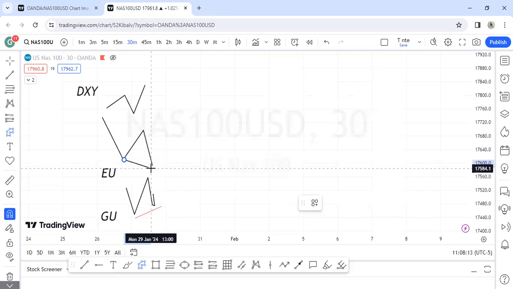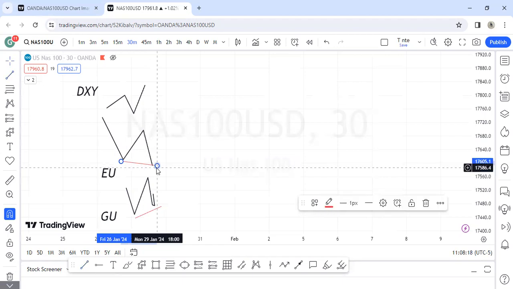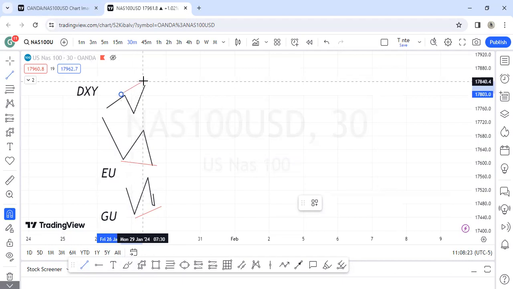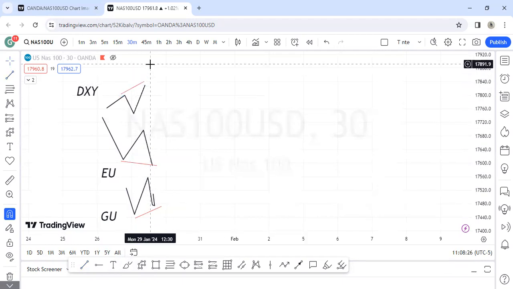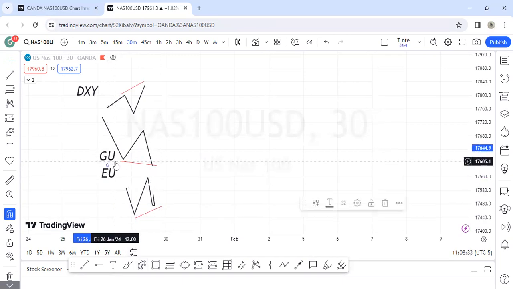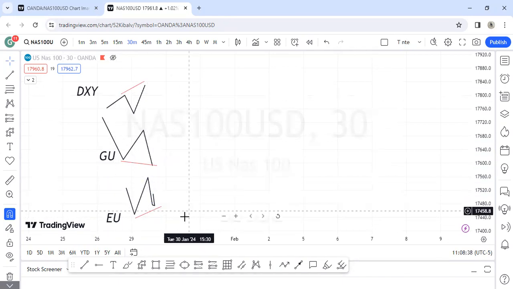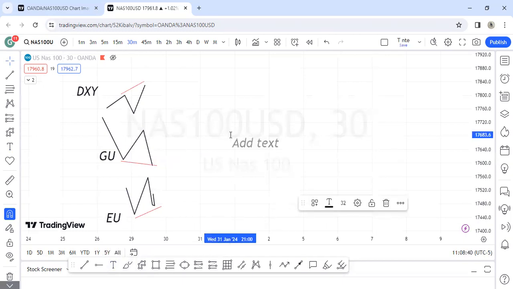EU made a low, and DXY made a high. So if this is happening, that means GBP is bullish. So you are looking to buy GU. If maybe the reverse happens, and GU makes the low and EU does not make a low, that means EU is bullish. So always focus on the pair that fails to make a high or low. Your focus is on the failed high or low.